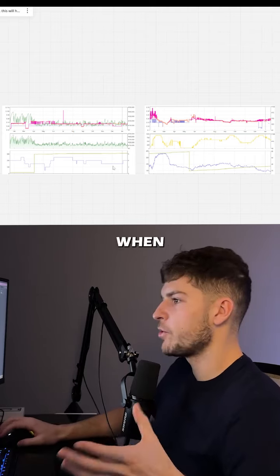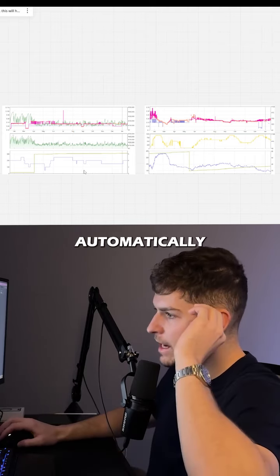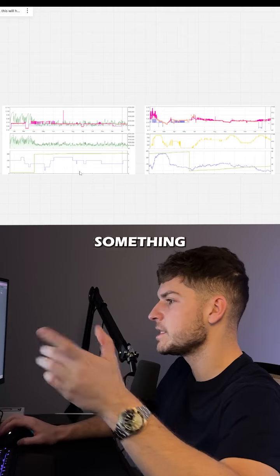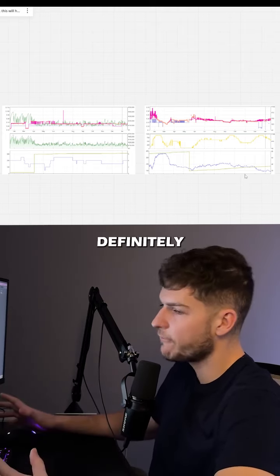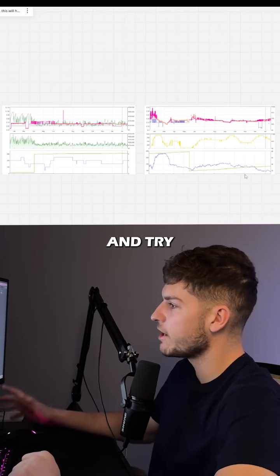So as an arbitrage seller, when I see a listing that looks like this, I'm automatically turned off, and I know that this isn't something that I can find, so I can move on from it automatically. Versus these, I'm like, okay, this is definitely some potential opportunity. Let's take a look and try and find this product.